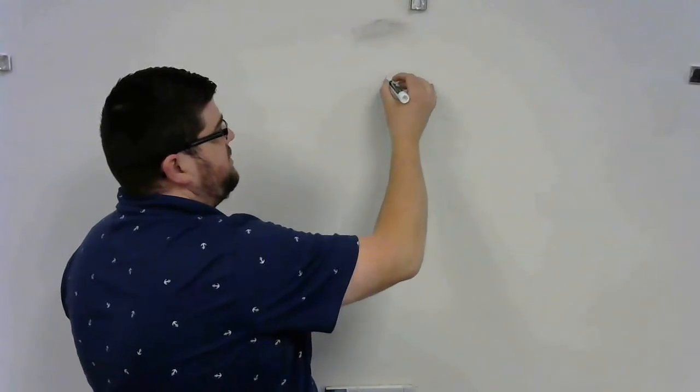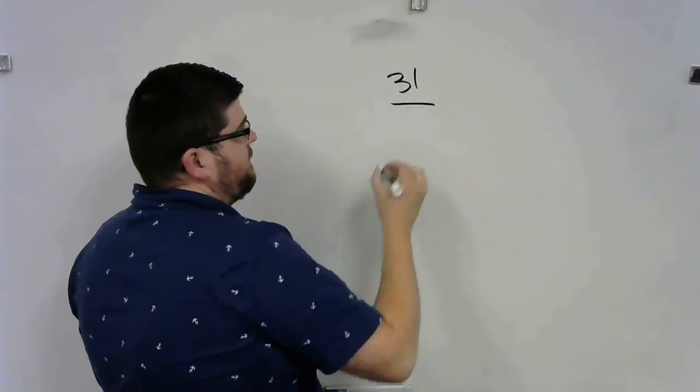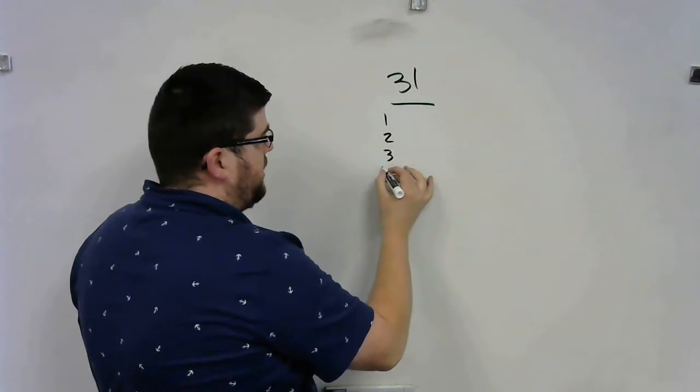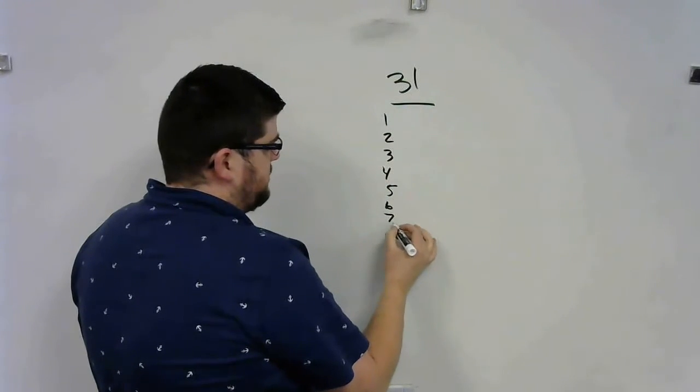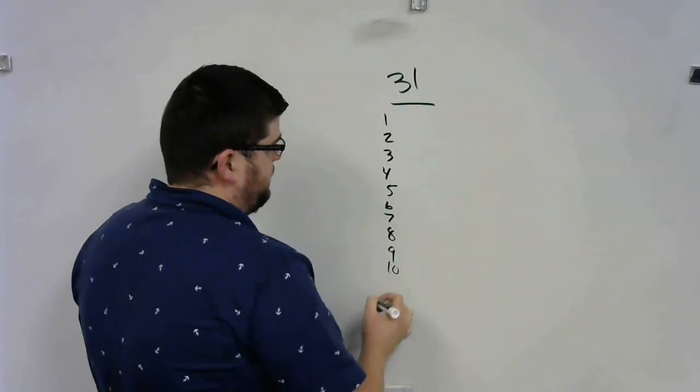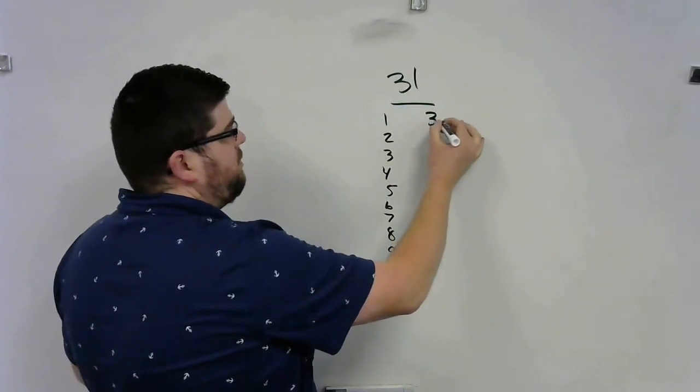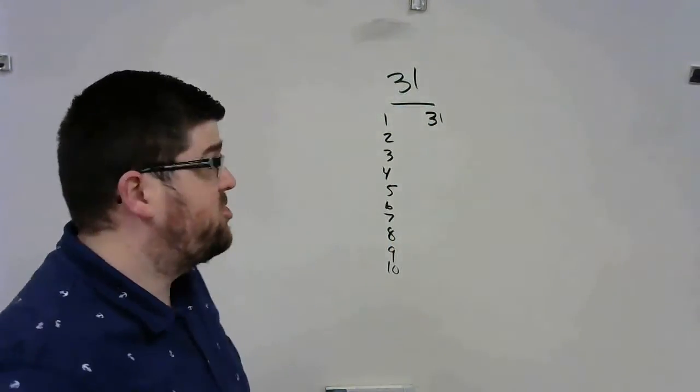Let's say we had a number like, I don't know, let's do an easy one. 31. 1, 2, 3, 4, 5, 6, 7, 8, 9, 10. Can 1 go into 31? Yep, 1 time. Can 2?